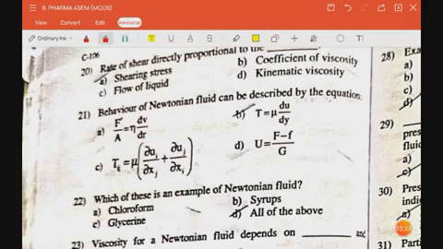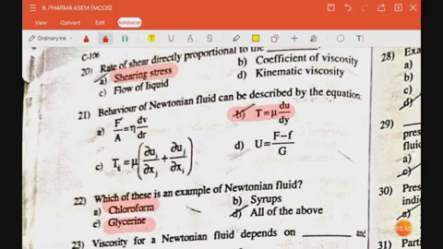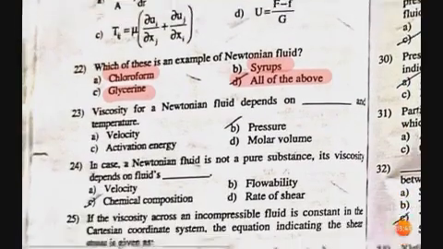The question is rate of shear directly proportional to shearing stress. The next question is behavior of Newtonian fluid can be described by which equation? So the answer is this. The next question is which of these is an example of Newtonian fluid? Chloroform, glycerin, syrup. So they all are the example of Newtonian fluid.